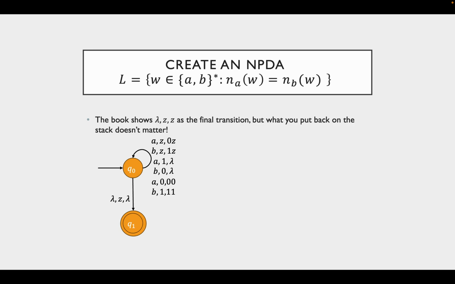The book shows that our final transition from Q0 to Q1 is lambda, Z, Z. That means that you read nothing, you pop a Z, and you push a Z. But what you put back on the stack doesn't matter. You're in a final state, and so you're done. So I didn't put anything back on the stack.